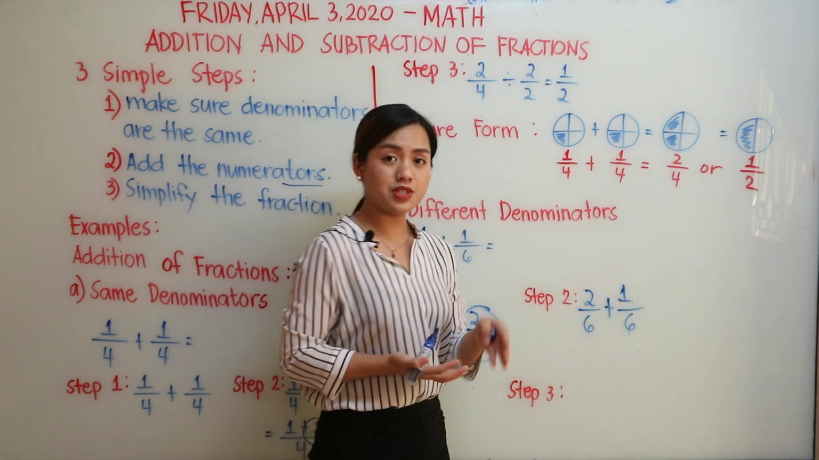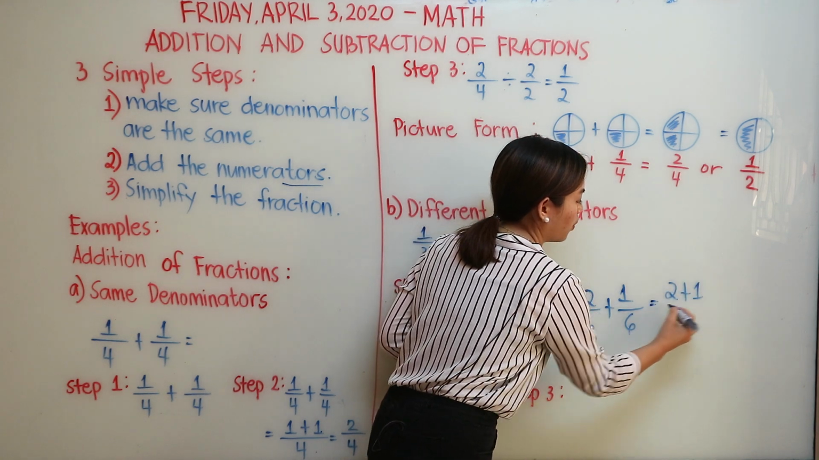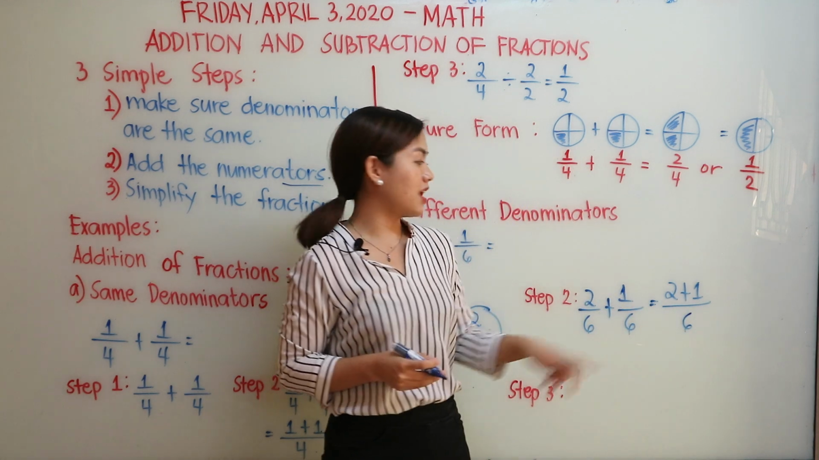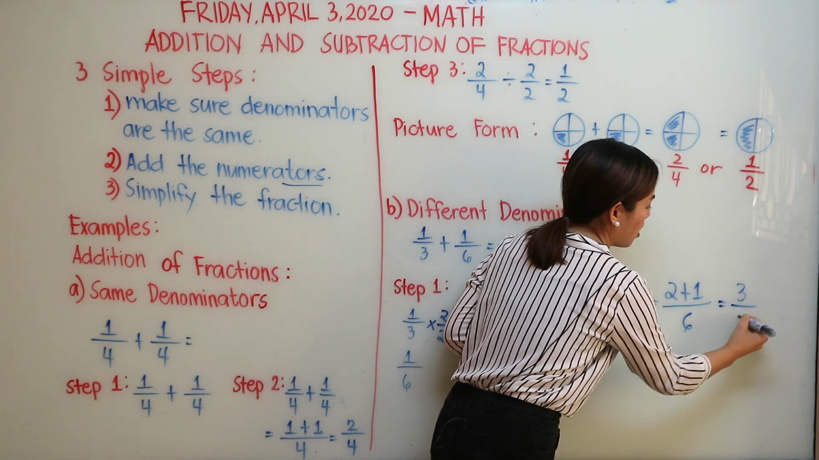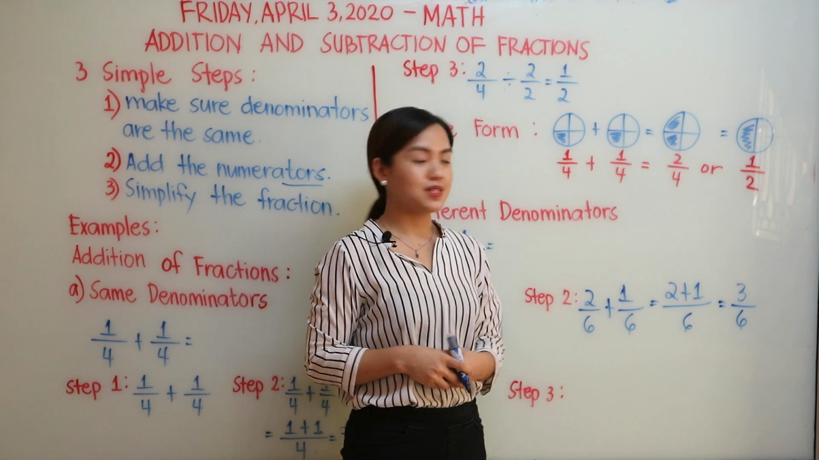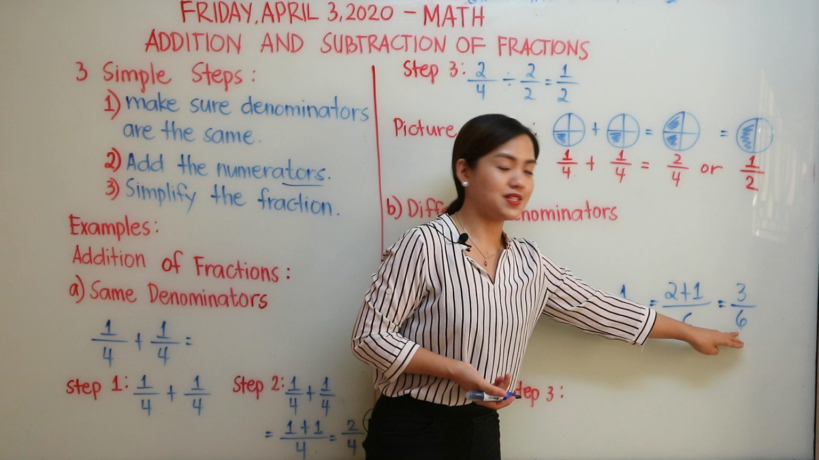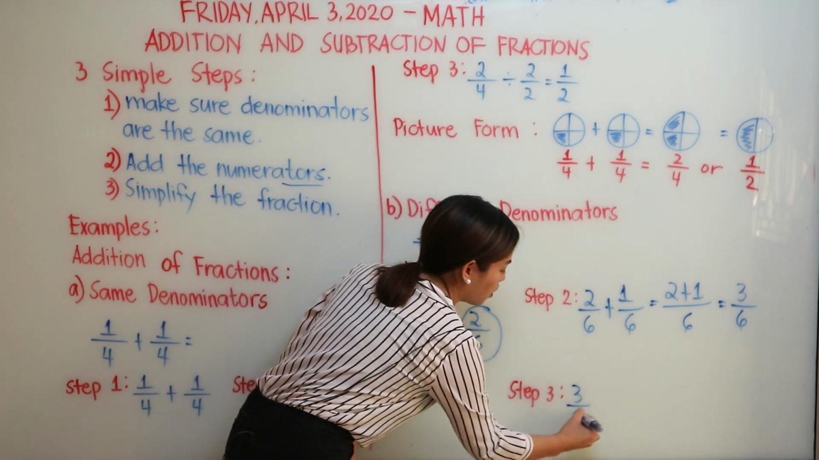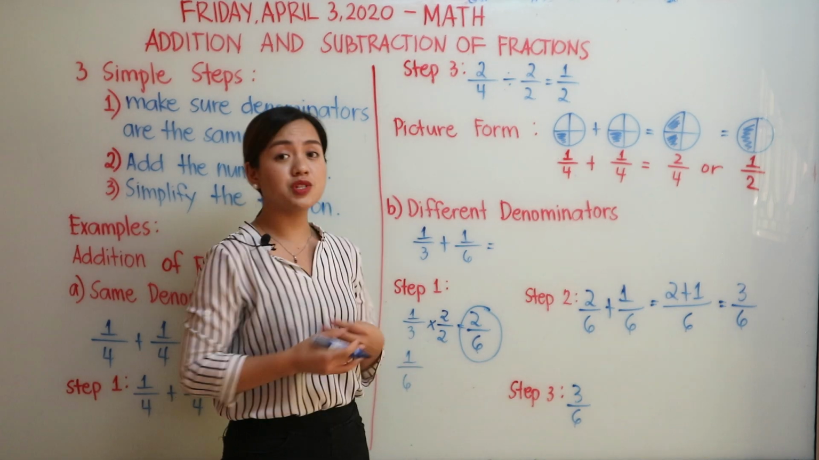Next, all we need to do is add. So we can write it like 2 plus 1, and then over 6. And then 2 plus 1 is 3 over 6. Why 6? Because we only have to add the numerators, right? So final step, 3 over 6. So that is the answer, but we can still simplify this. We can still turn it into its lowest form.